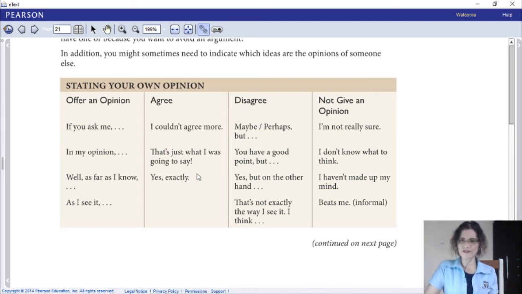Or not give an opinion: "I'm not really sure." "I don't know what to think." "I haven't made up my mind." Or very informal, "Beats me." That is more like, you know what, I don't care. That we wouldn't use in more formal statements. But these are ways on how to show offering an opinion, agree, disagree, or not giving an opinion in a more respectful way.